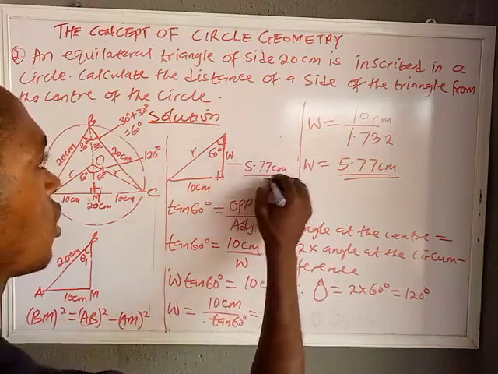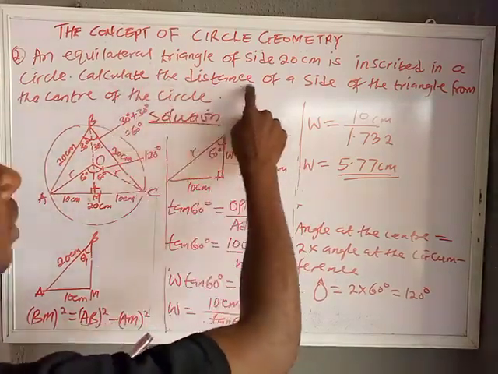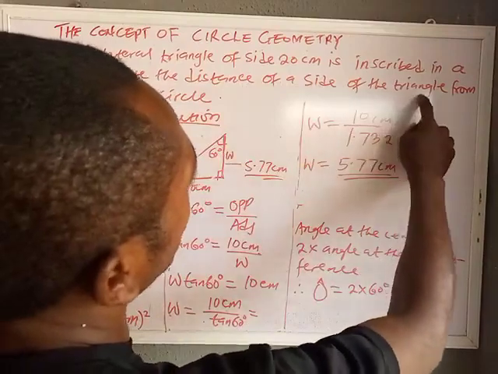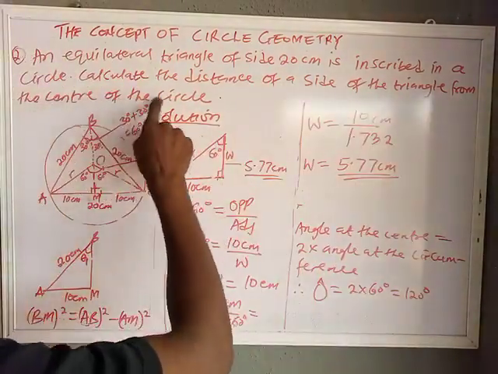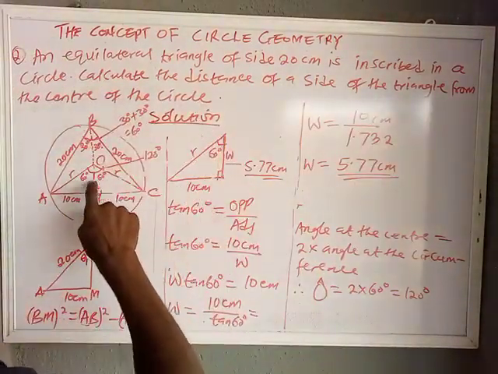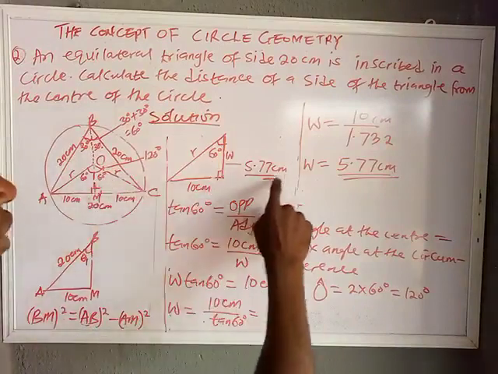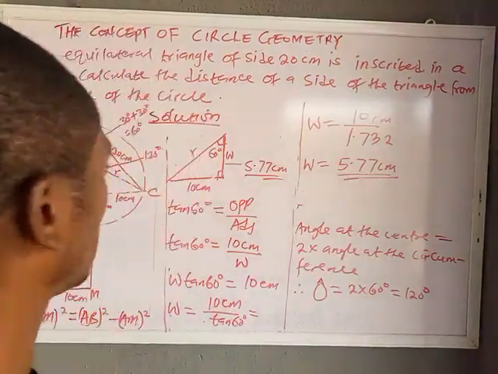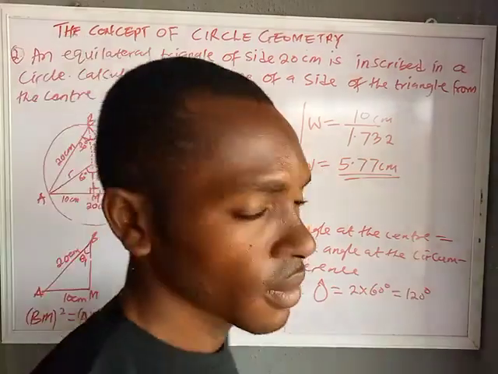So it is to calculate the distance of a side of the triangle from the center of the circle. So it is this place we're actually looking for. I've gotten it as 5.77 centimeters.